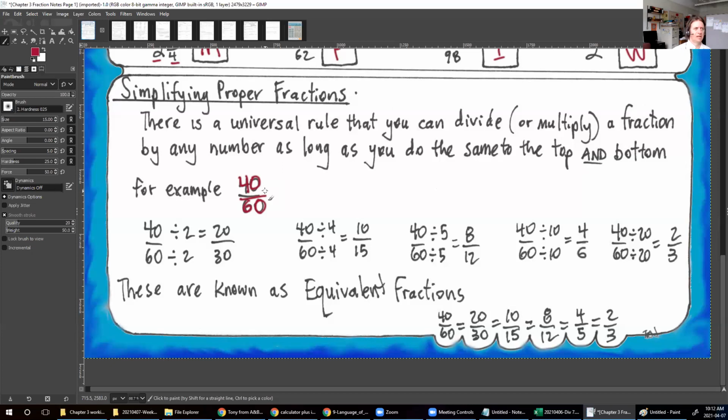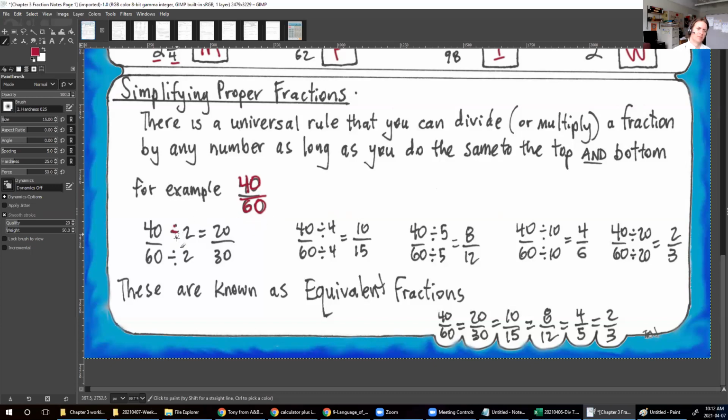There's an example like you could have 235 over 65. It's kind of a big number and they're hard to get around, and you can make it a much more simple number. That's what we're trying to do when we simplify proper fractions. So with this 40 over 60, we can divide the top and the bottom by the same number. Let's divide it by 2, for instance.